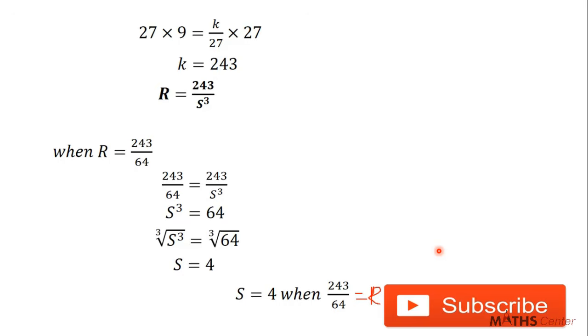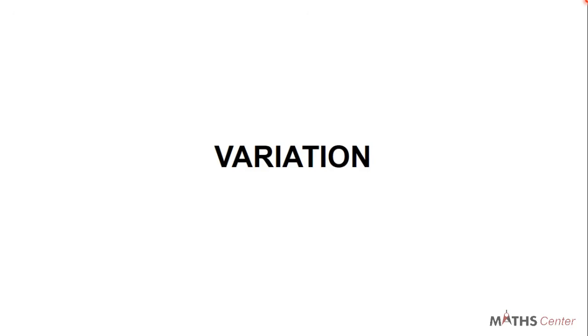So far, we have considered inverse and direct variations. In the next video, we are going to consider joint variation. We have considered direct and indirect or inverse variation in the previous videos. In this video, we are going to consider joint variation.